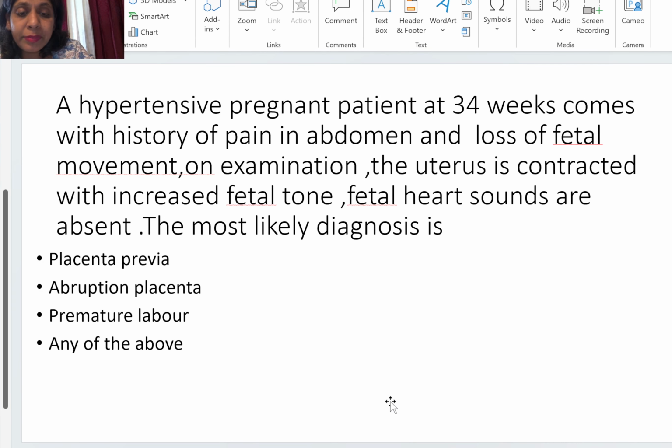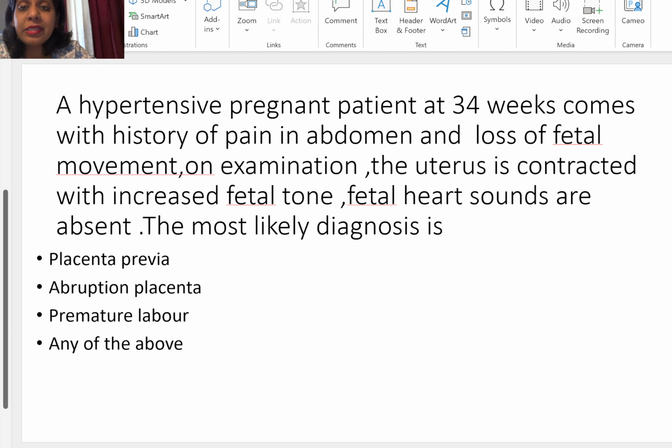Now the next question: a hypertensive patient at 34 weeks came with the history of pain in abdomen and loss of fetal movement. On examination, uterus is contracted with increased fetal tone. Fetal heart sounds are absent. The most likely diagnosis is. So now in this case, all the three symptoms, only the bleeding is not present. All the things are present, right?